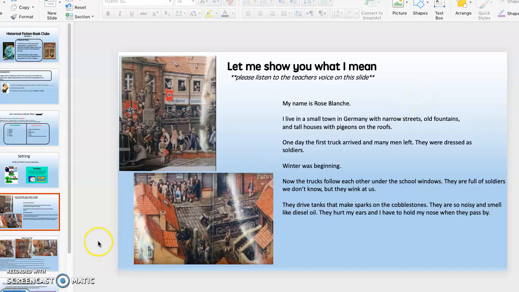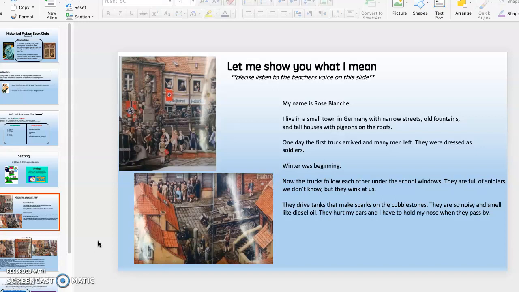So now I want to think aloud and say to myself, so what does this place look like? She said it's a small town in Germany, so this is the setting with narrow streets. That means thin streets, not the big wide ones in New York City today. Old fountains, tall houses with pigeons. It sounds like it's been an old, quiet place and maybe even a peaceful one.